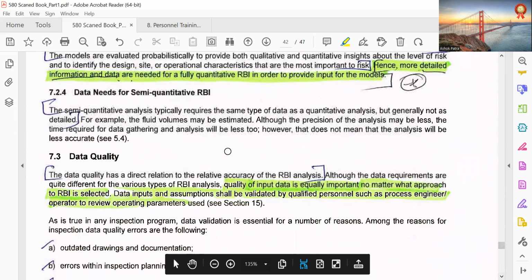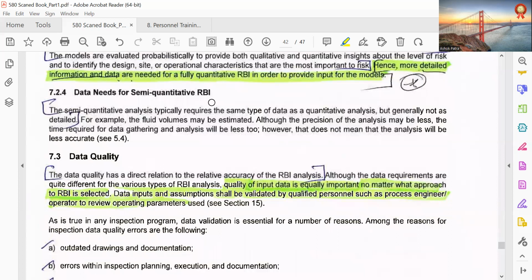Data needs for semi-quantitative RBI. The semi-quantitative analysis typically requires the same type of data as quantitative analysis, but generally not as detailed.